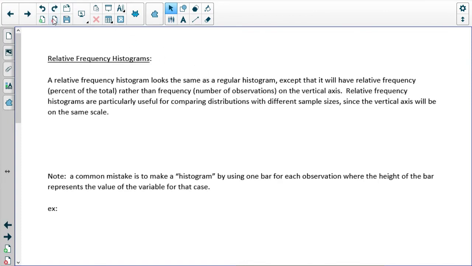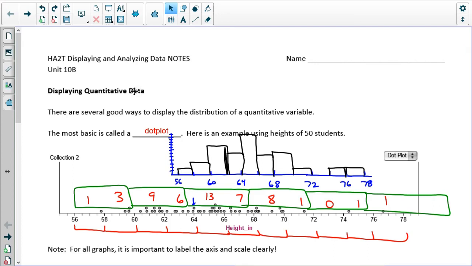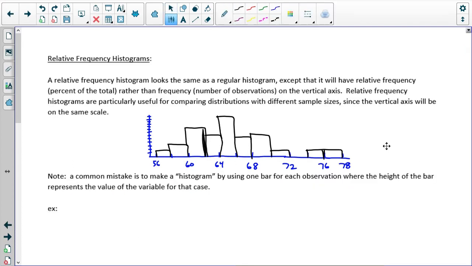A relative frequency histogram looks exactly the same as a regular histogram. Instead of these being numbers on the side, so this was 1, this was 2, and so on, all the way up to 13, they can be percentages. So we had 50 people. Since we had 50 people, one person is 0.02 or 2% of the total population. So our histogram will look exactly the same. This is going to end up going all the way up to 0.26. So what we're saying is about 1/4 of our observations were between 64 and 66 inches.